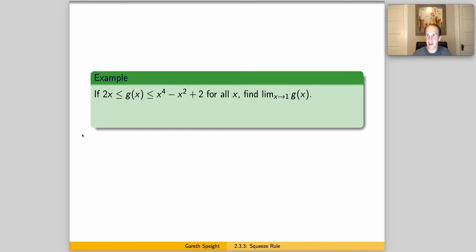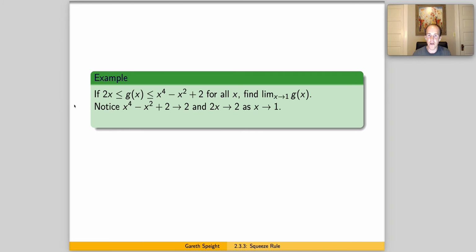If you see any problem like this, then it's screaming out for you to use the squeeze rule, because there's a small function, there's a medium function, there's a large function. So let's try to see what is the limit of the small function, what is the limit of the large function, and hopefully see if they agree. Okay, well, both the small function and the large function, we're lucky they're polynomials, right? So to find the limit as x tends to 1, we can do direct substitution, and it turns out both of the limits are 2.